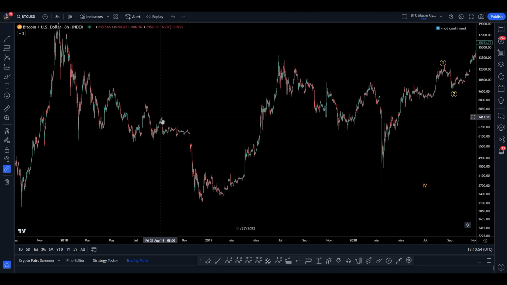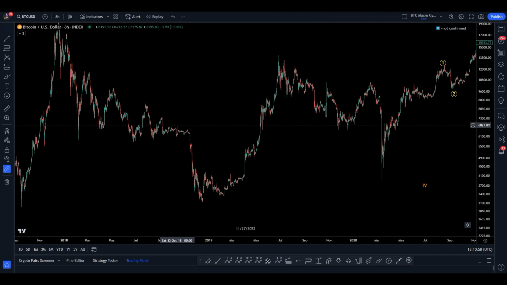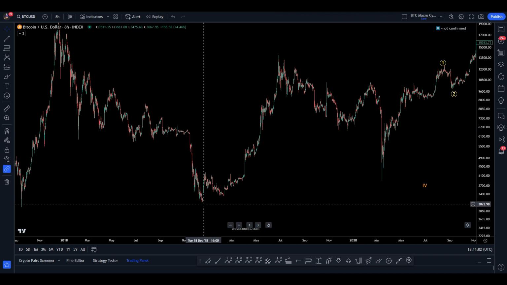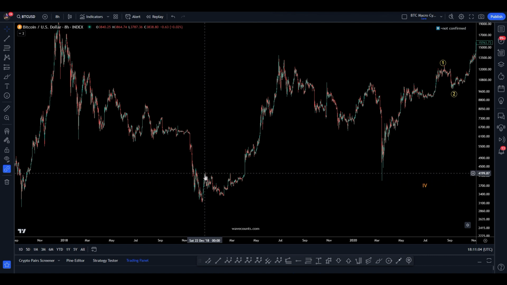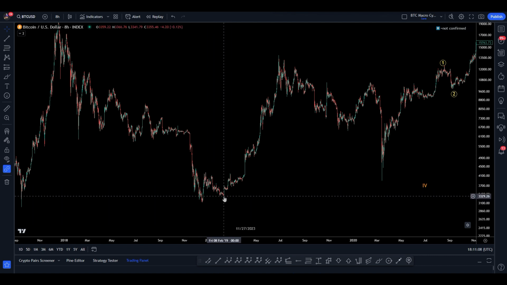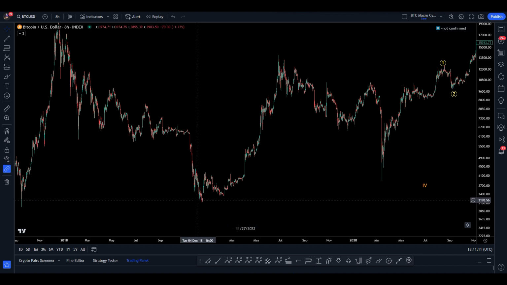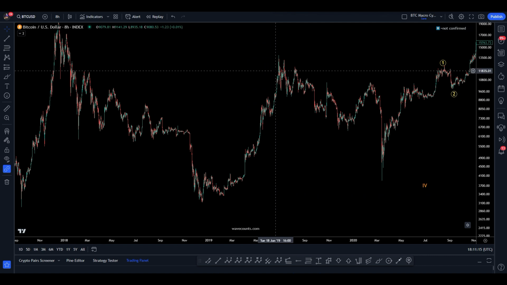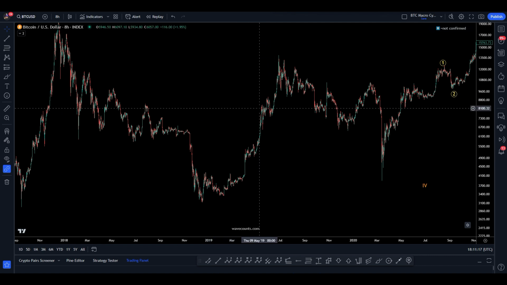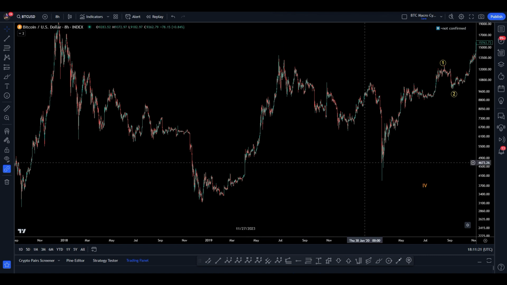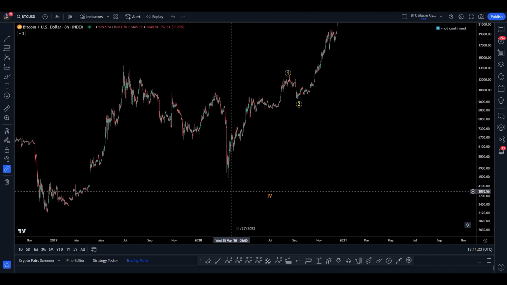Okay, so you have a 1 and a 2, and a 1 and a 2, and then 1, 2, 3, 4, 5 for 3, a 4, and an ending diagonal for 5 that truncates. Okay, and then the rest of this is a zigzag. 1, 2, 3, 4, 5, triangle, C, A, B, C. Okay, A, B, C.